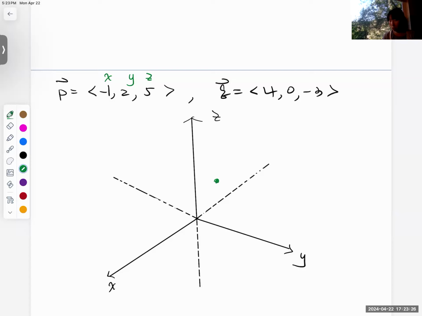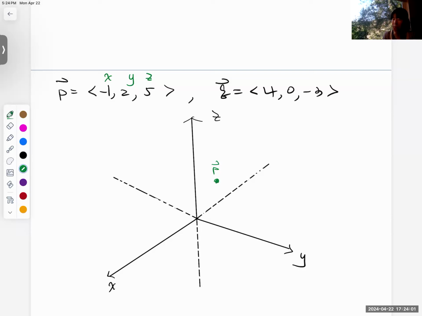Yeah. So -1, 2, 5. Once again, we start at -1. This is -1, and then go 2 units to the right because y is positive. 1, 2. Then we make up 5 units. 1, 2, 3, 4, 5. Oh, very good, right? Okay, now this is P.